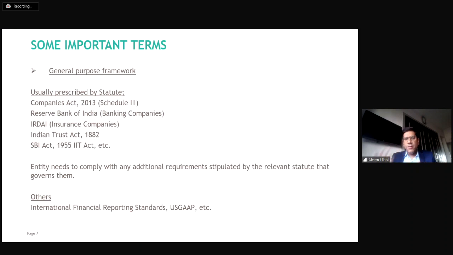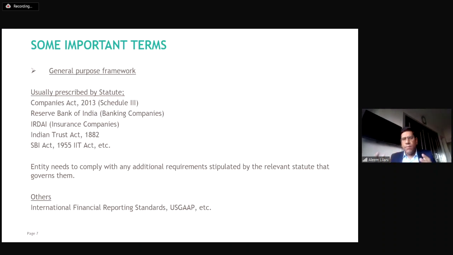Similarly, Reserve Bank of India for banking companies has their framework, which is given in the banking guidelines. So if you're a banking company, you need to comply with Schedule 3, and you need to comply with the RBI regulations, which is the banking regulations, to the extent they do not clash, of course. So the banking regulation would have an upper hand. So the Companies Act has to be complied with, but banking regulation becomes the main act, and to the extent it is not in conflict, you need to comply with Schedule 3.